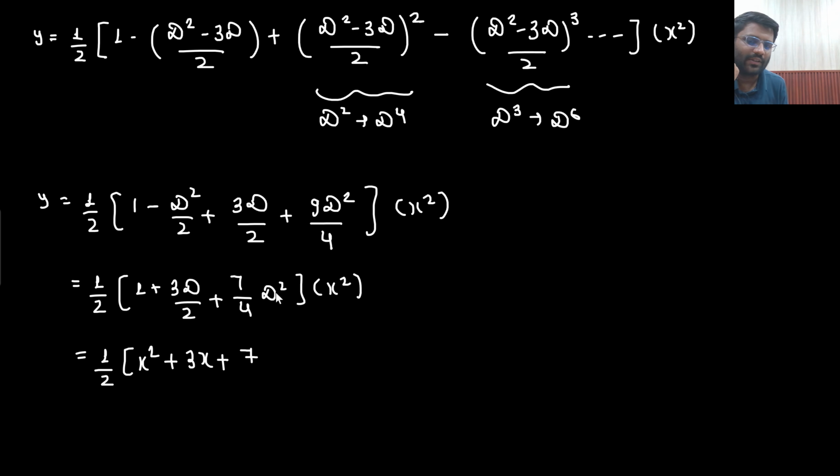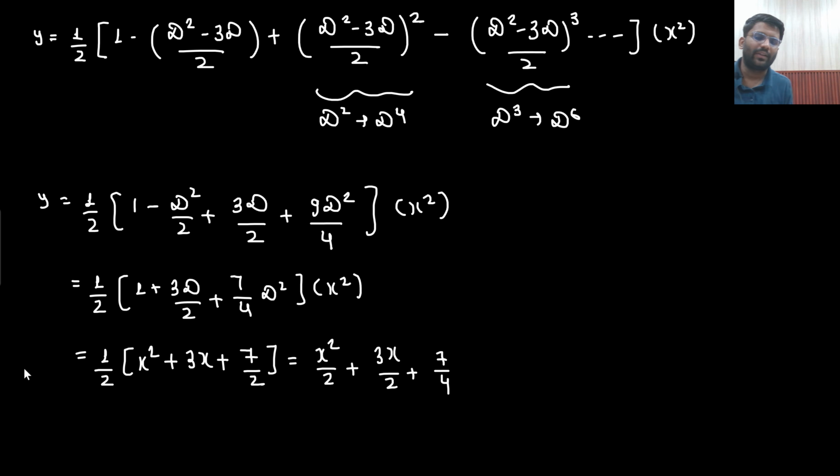D square into x square will give you 2. 7 by 4 into 2 will be 7 by 2. D into x square will give you 2x. So 3 by 2 into 2x will give you 3x. X square, simply x square. What is the answer you are getting? X square by 2 plus 3x by 2 plus 7 by 4.